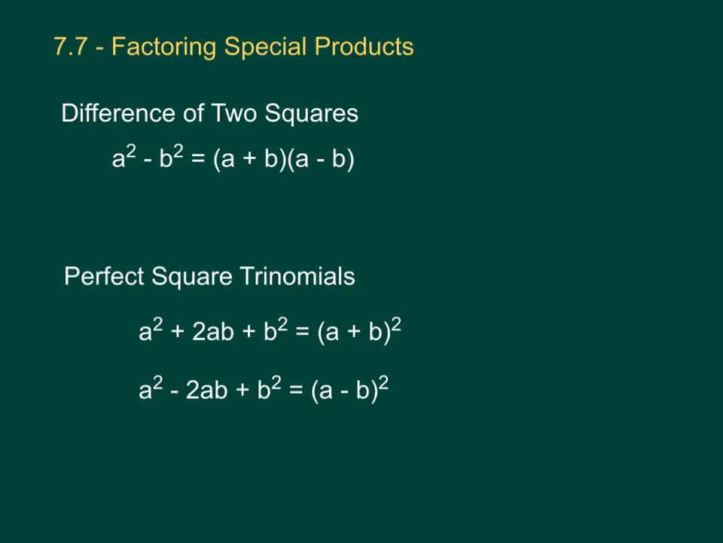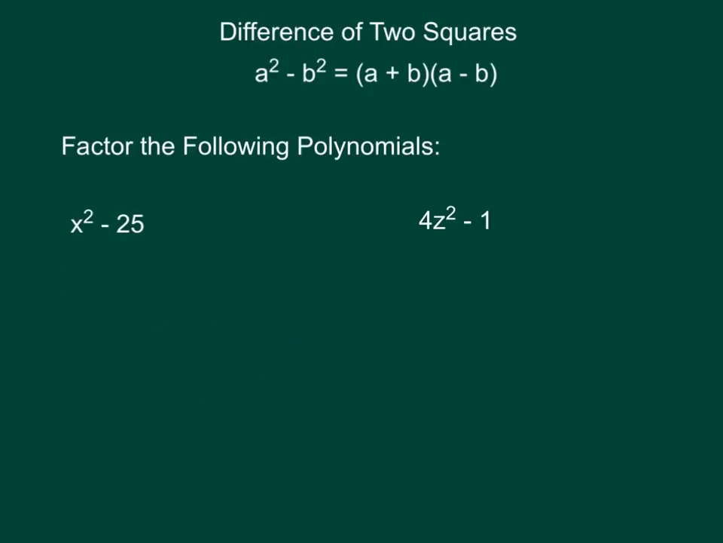Basically, what we're going to try to do here is spot any time that we have a polynomial to be factored in one of these three formats: a squared minus b squared, a squared plus 2ab plus b squared, and a squared minus 2ab plus b squared. And if we have it in one of those three formats, we're going to quickly jump to the factored form. Let's see what this looks like in practice.